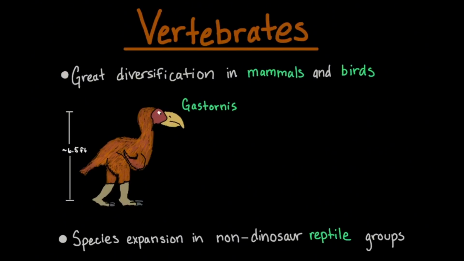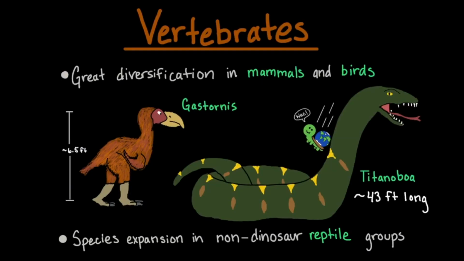There was also species expansion in other reptile groups. Titanoboa was a snake that reached around 43 feet long. It was the largest predator of the early Paleogene and was possibly the largest snake ever. The rest of the vertebrates in this video will be mammals.